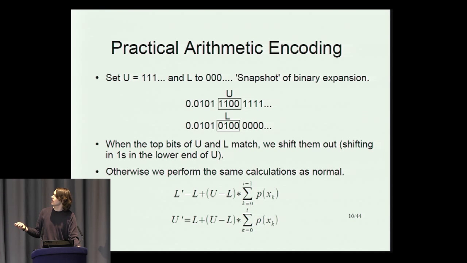Whenever our u and l get a top bit that matches, we just do a binary left shift and output that bit. This means we maintain quite a large range. The reason we've been writing our u's with an expansion of 1s is so that we know when these top bits match. Otherwise, we'd be comparing 1.000 to a number that was getting very, very close to 1, but the top bits would never match. Otherwise, we're still using this calculation here, just using integers rather than floating point numbers.